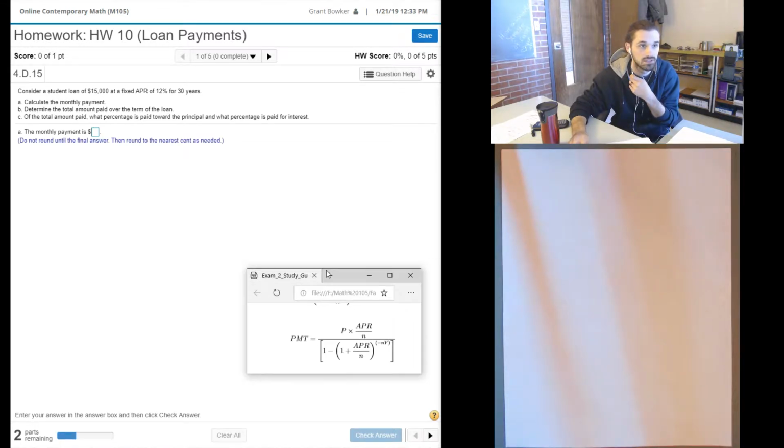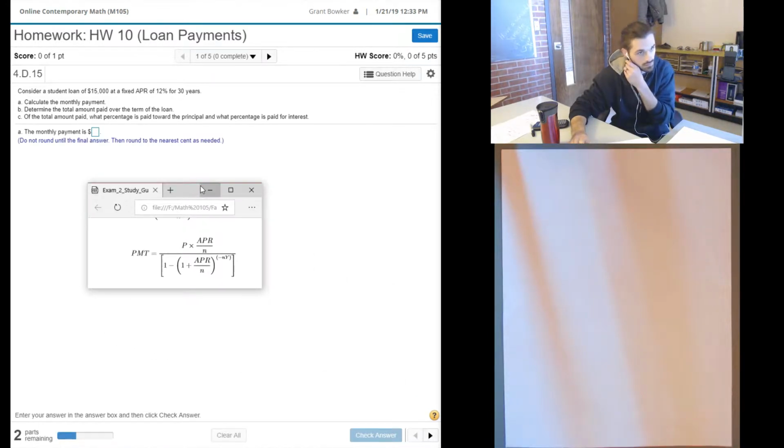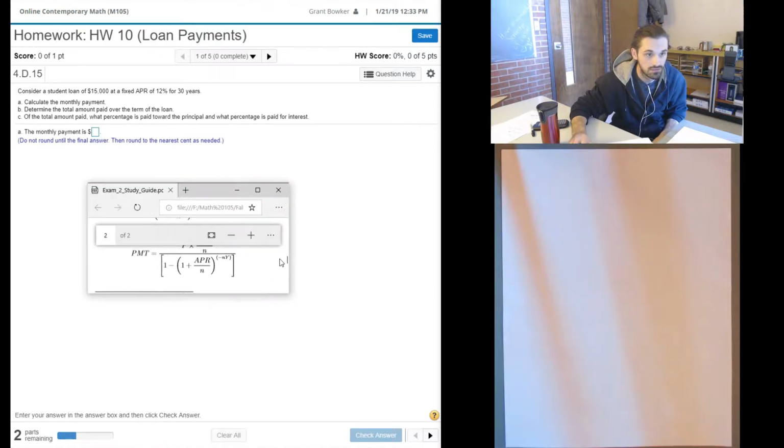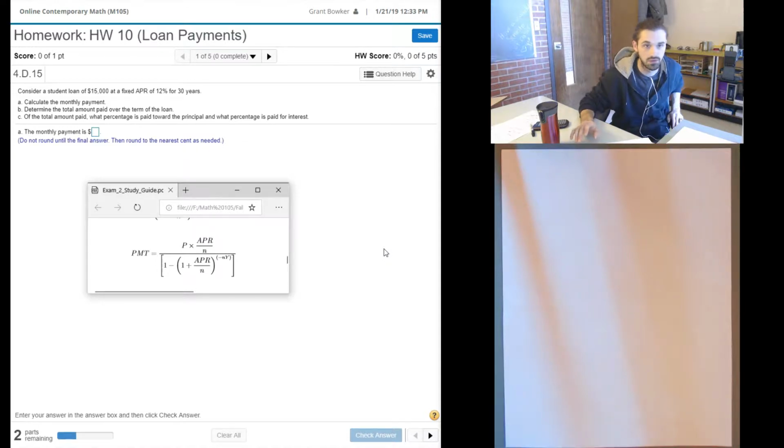So homework number 10 moves on to amortized loan payments. For this one, we will need to utilize this formula, so let me show it. There we go. We'll need to utilize this formula in order to solve the following question. So let's go ahead and do it.